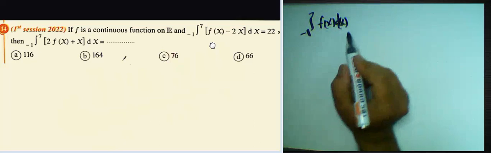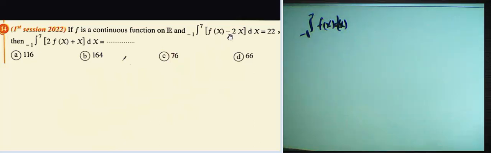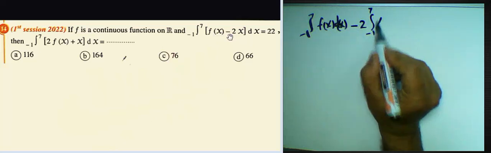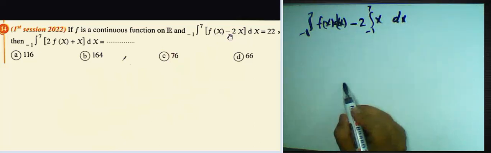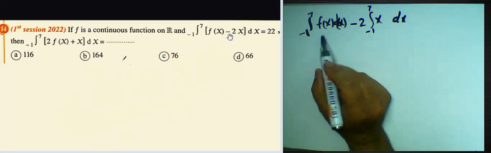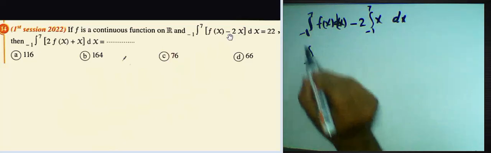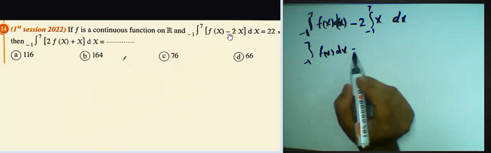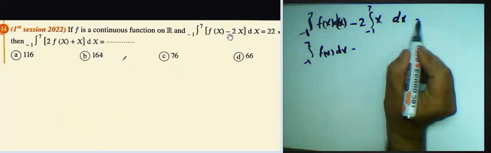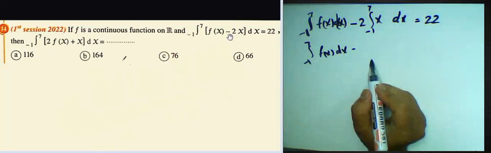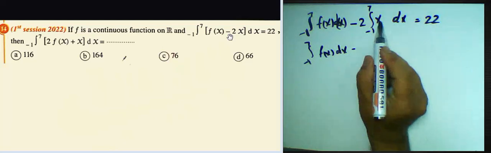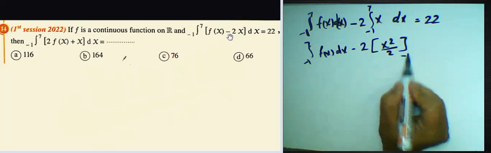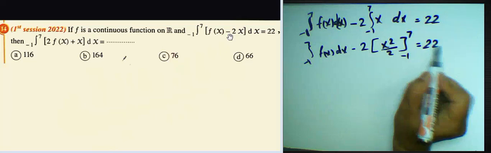I distributed the function here, integration minus the multiplication from -1 to 7 about x dx. Okay, and the integration from -1 to 7 f of x dx, put it here, negative, here gives us the result equal 22. Okay, and the integration about this function, it will be 2 multiplication by x power 2 divided by 2 from -1 to 7 equal 22.